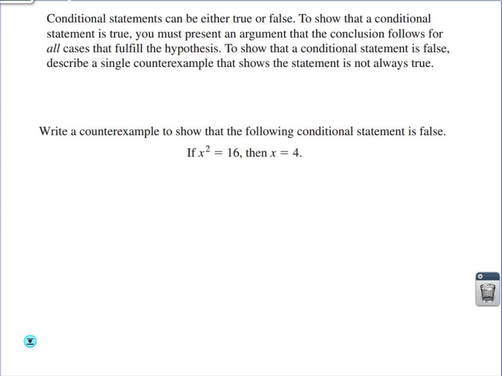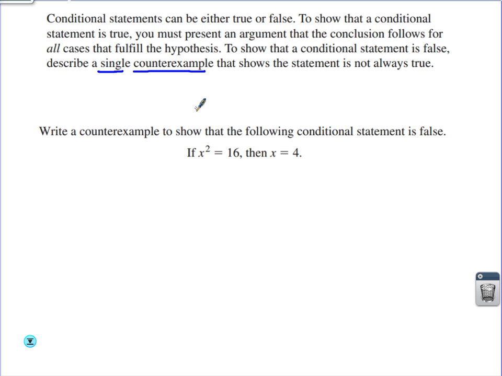Conditional statements. Now we're starting to tie these things together. Conditional statements can be true or false. To show a conditional statement is true, you simply present an argument that the conclusion follows in all cases. Not in most cases, but it must follow in all cases. To show it's false, then, you need a single counterexample. To show that a conditional statement is false, you need simply one counterexample.